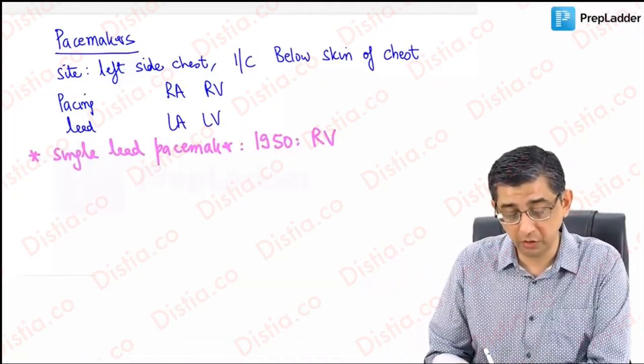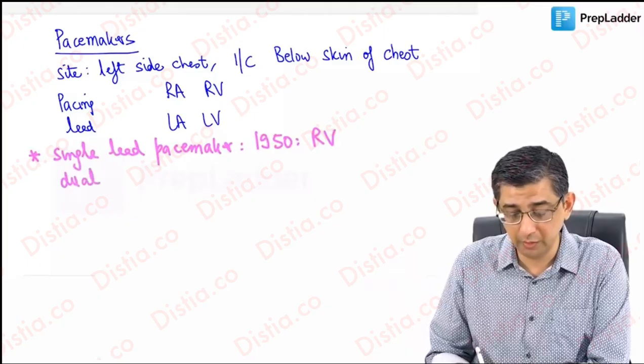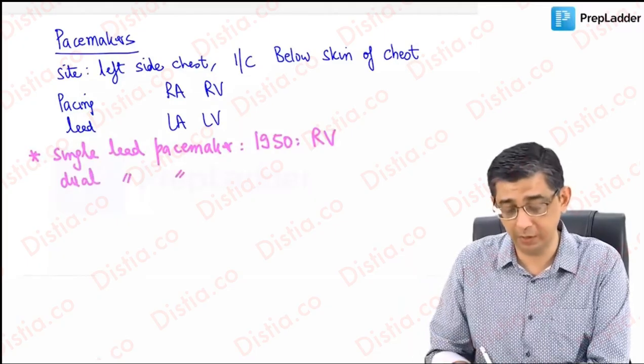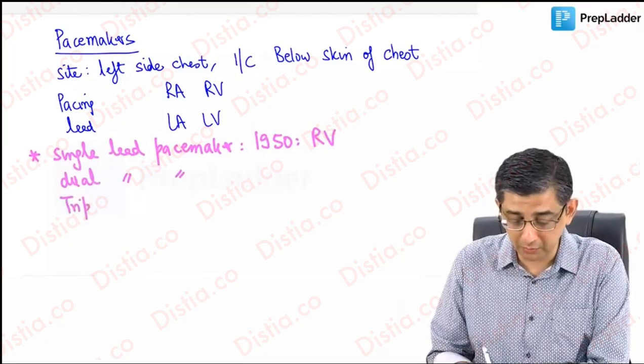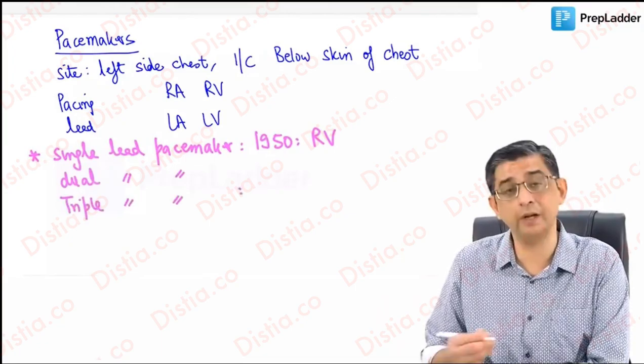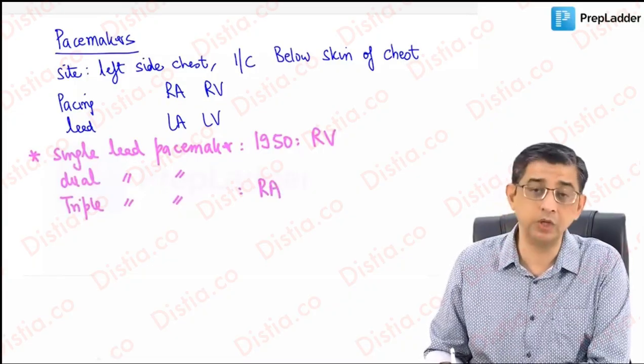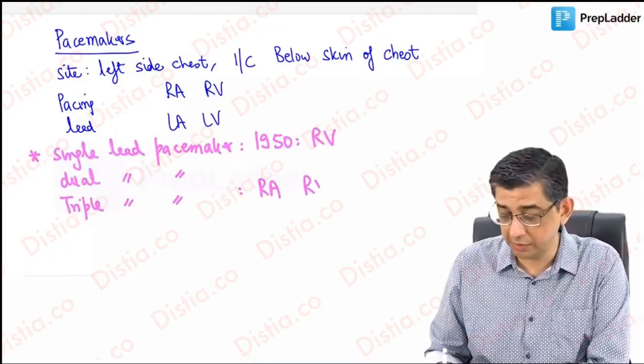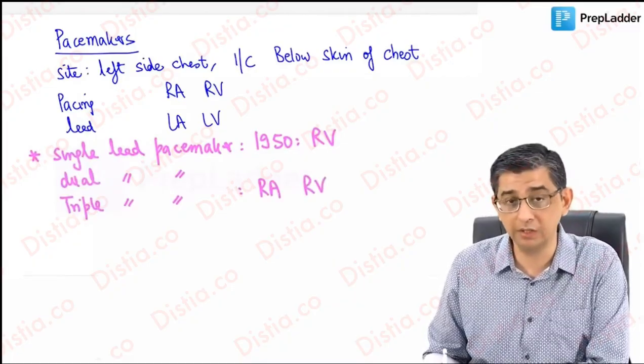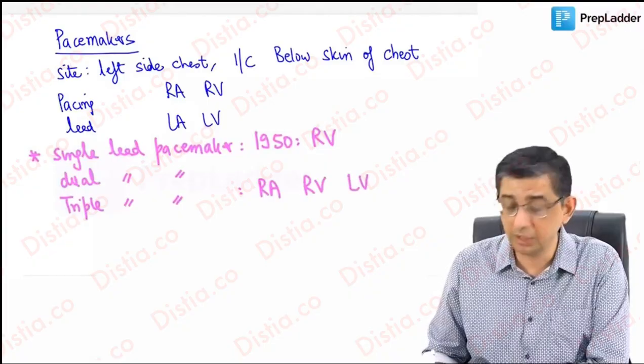But with technology coming in, obviously we have a dual lead pacemaker. We also have a triple lead pacemaker. The latest generation of pacemakers which are available at the moment are triple lead pacemakers. Here there will be multiple wires. One wire will control the right atria, another wire will control the right ventricle, because we need to obviously send blood to the lungs. The third wire is gonna control the left ventricle.